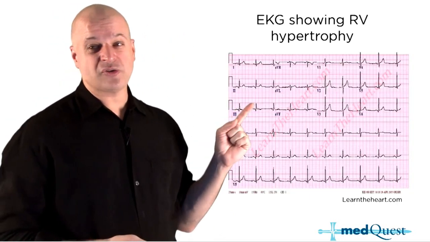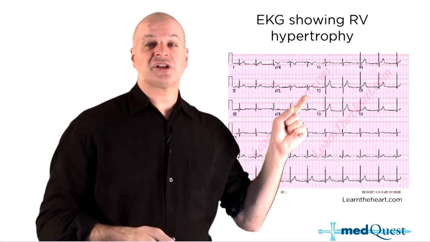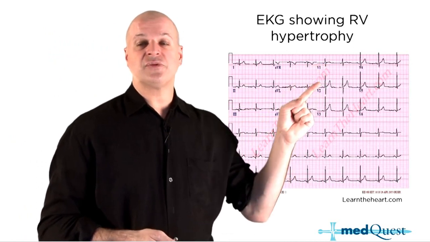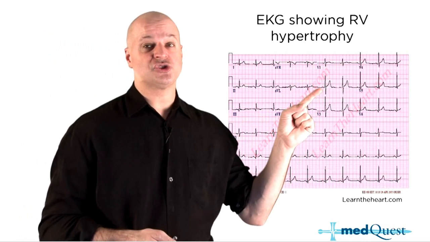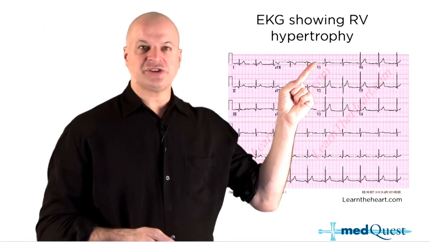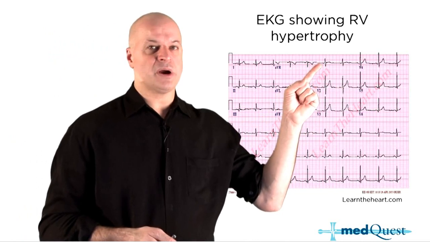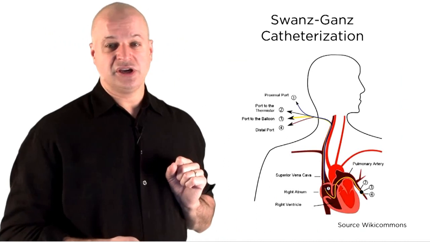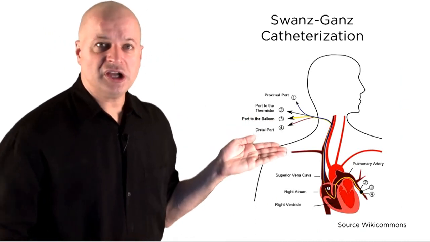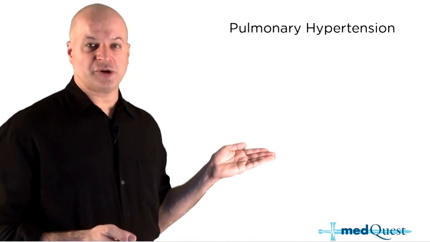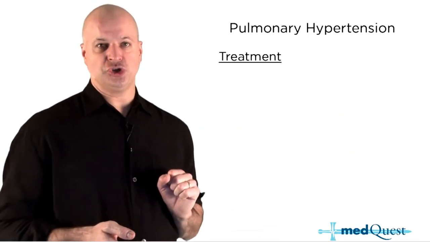But you see the right ventricular hypertrophy. It shows tall R waves in V1 and V2. Well, how do I know it's not a right bundle branch block? Because I don't see an R and R prime. Right ventricular hypertrophy. The Swan-Ganz catheter: this is one of the greatest utilities of the Swan because it helps me determine the response to therapy.